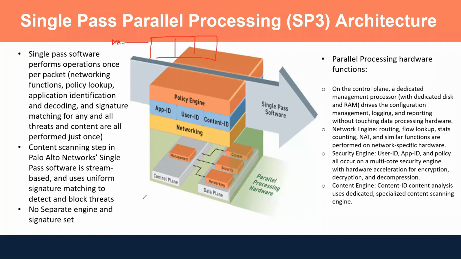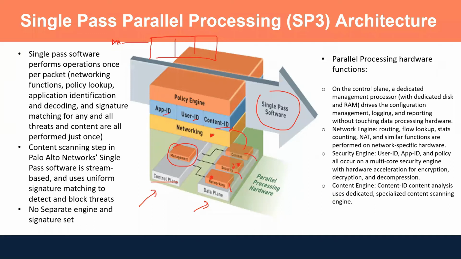And to support this, we have parallel processing hardware. On the data plane, we have networking, security, and content filtering hardware. All kinds of networking functions would be performed by the networking hardware. Security functions, for example app ID and user ID, would be performed by the security hardware, and content filtering functions would be performed by the content hardware. And for the control plane, we have management, and through management we can control all these functions. So this is the architecture of the Palo Alto firewall, which really makes this firewall unique among whatever firewalls are available so far.